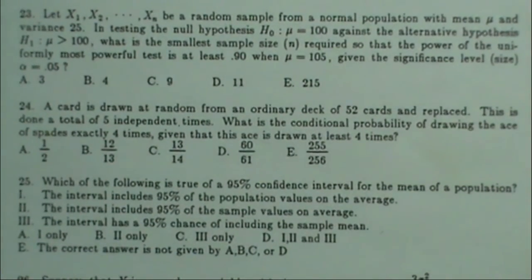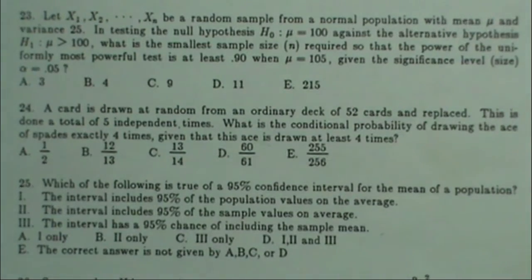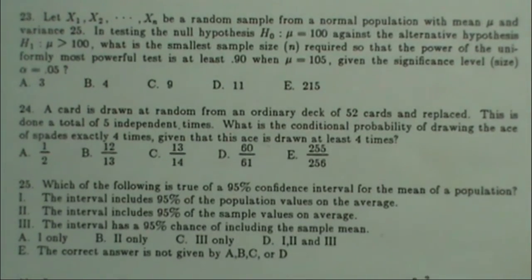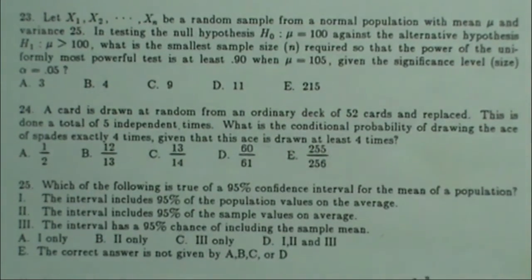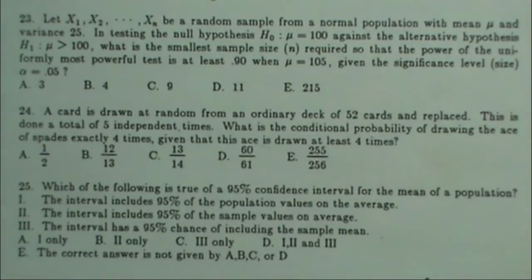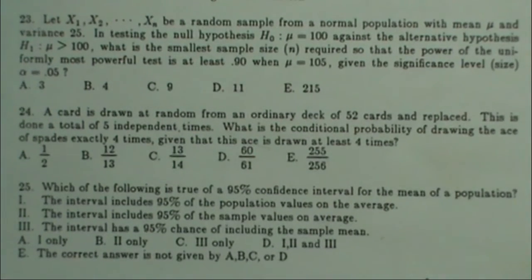Number 24, a card is drawn at random from an ordinary deck of 52 cards and replaced. This is done a total of 5 independent times. What is the conditional probability of drawing the ace of spades exactly 4 times, given that this ace is drawn at least 4 times?